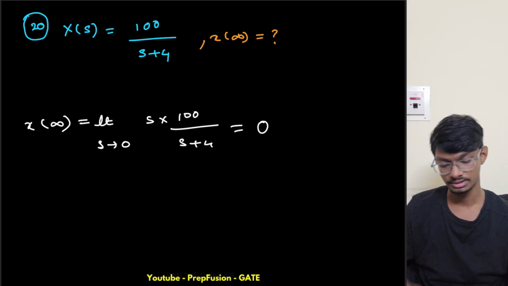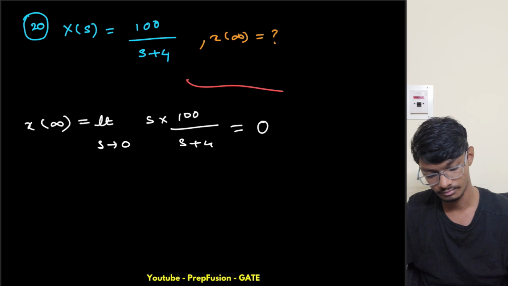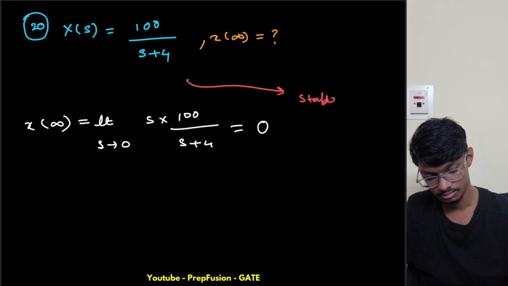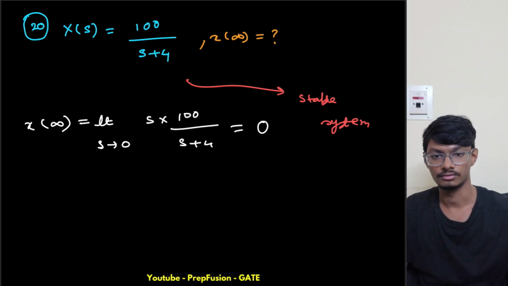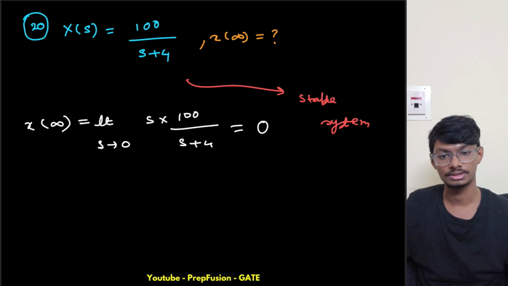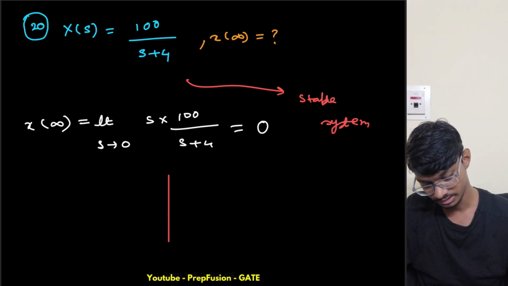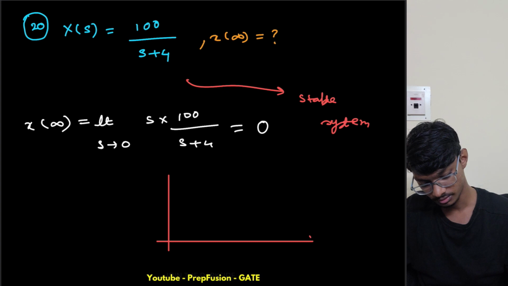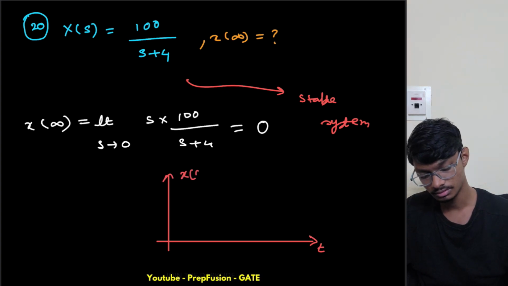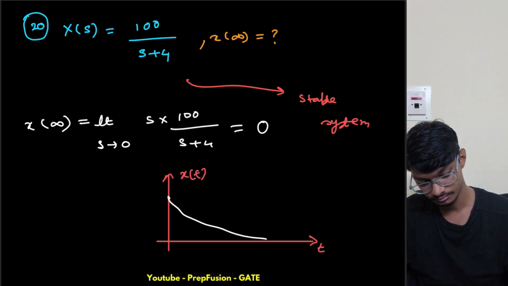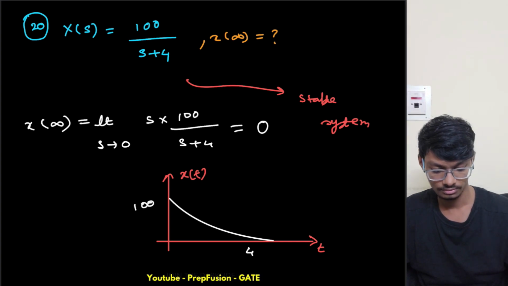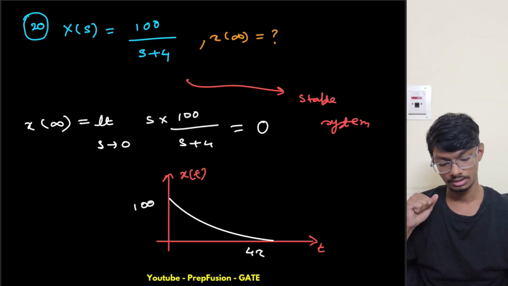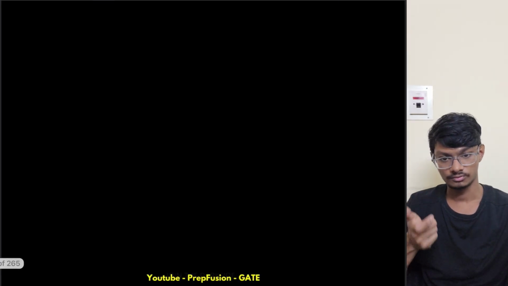We have already plotted this pole, so I will not plot it again. This is a stable system, and we are getting a finite final value. What is the time domain expression? I've already drawn it, but I'm drawing it again. From here you can see that yes, it is settling to x equal to 0. This is going from 100 to 0.